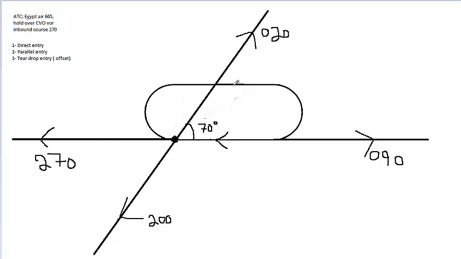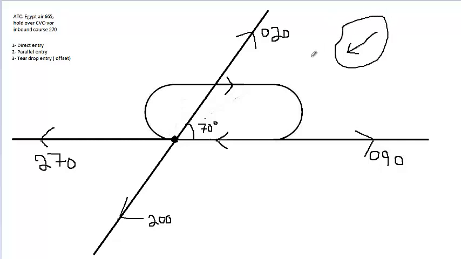Okay, I missed an arrow here. This is for the outbound. Assuming the aircraft, our airplane we're going to fly, is coming from this direction, the airplane is flying this direction and we're going towards the VOR. So how do we get into the holding pattern from this position?